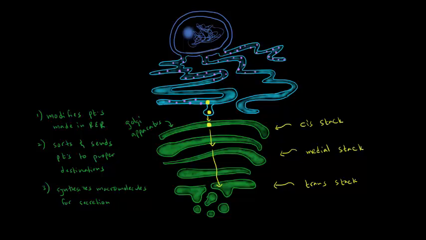And from the trans stack, a vesicle will bud off, and that vesicle will be holding the protein in it. And from here, this protein can take a couple of different paths. One thing that might happen to it is maybe it's destined to land up in the lysosome. So let's say this is a lysosome. In this case, the vesicle will move towards the lysosome, merge with it, and land up in the lysosome.